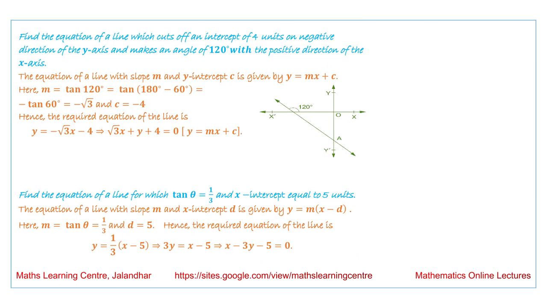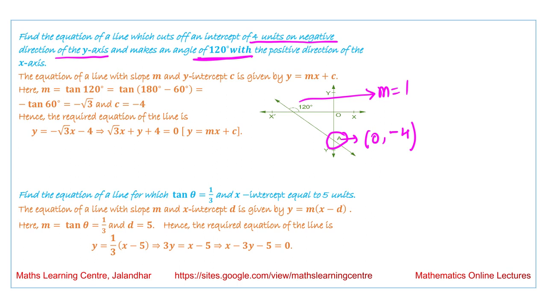Next is find the equation of a line which cuts off an intercept of 4 units on the negative direction of the y-axis. We are talking about this point (0, -4), and it makes an angle of 120 degrees. This angle is given to be 120 degrees. So the slope of this line is m equal to tan 120, which is equal to minus tan 60 degrees, that is equal to minus square root 3.